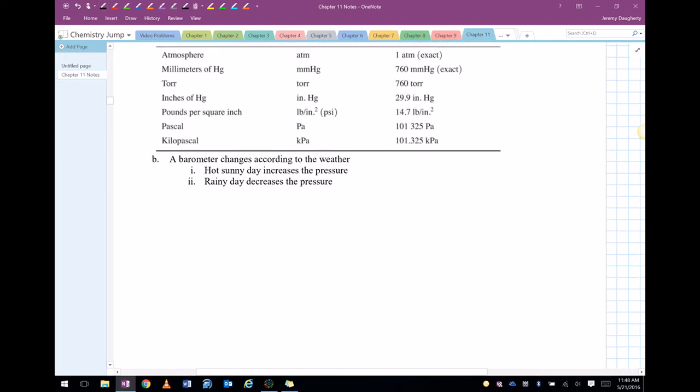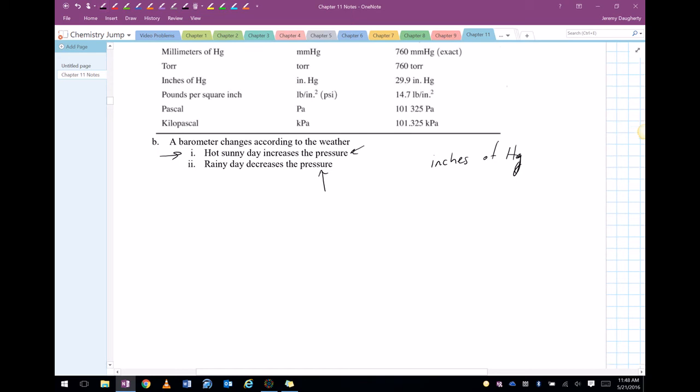So we looked at a barometer, and if you ever watch the news, it'll tell you whether the barometer is rising or dropping. On the news, at least in America, they're looking at inches of mercury instead of millimeters of mercury. Basically, on a nice hot sunny day, we're going to see an increase in the barometric pressure, and on a rainy day, we're going to see a decrease in the barometric pressure. Okay. So there's a little bit about pressure.